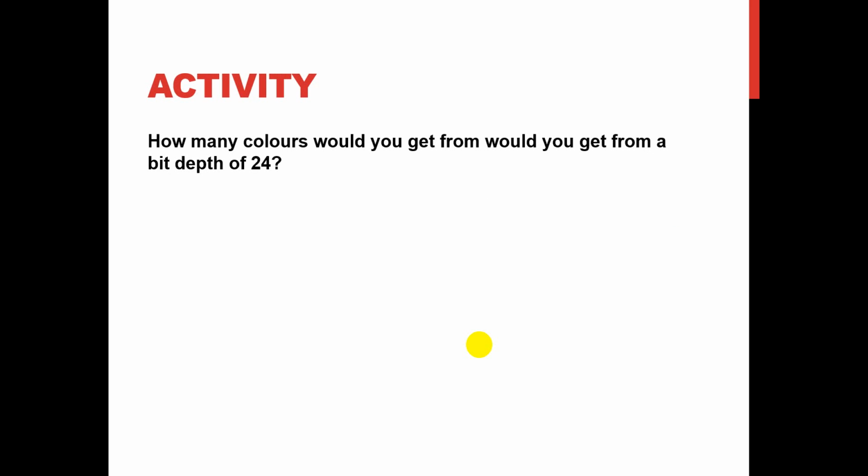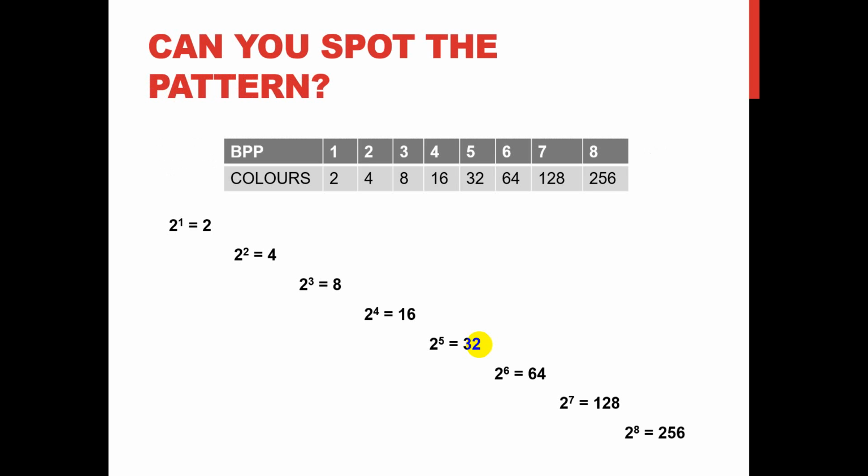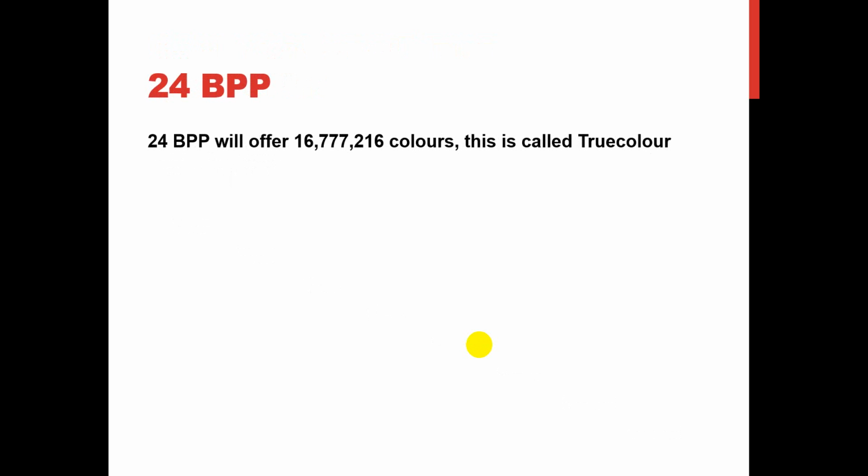So if we keep doubling that way, how many would 24 have? Try and work that out. Okay, so if we do 2 to the power of 24, we're going to get the answer of 16,777,216 colors. This is what we would call true color. This is what the human eye can process. Well, we can't actually process all those colors, but it's something that we call true color.